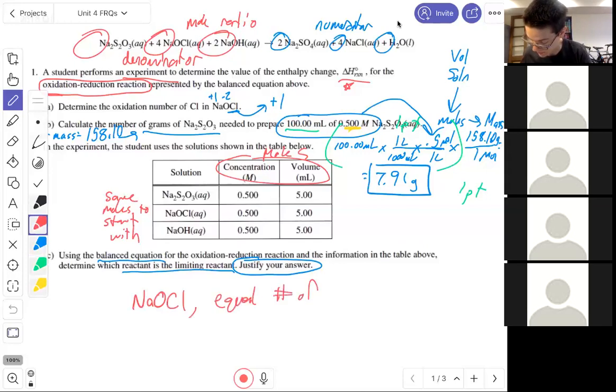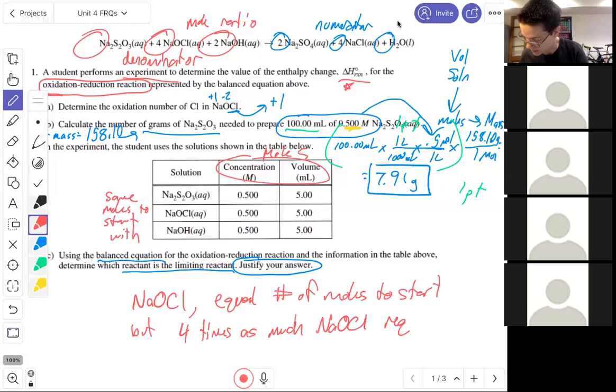Essentially equal number of moles to start, but it takes 4 times as much NaOCl required to react. Done. You are mentioning the important part from the table here, the equal moles, and you are mentioning the mole ratio portion from the balanced equation, the coefficient.